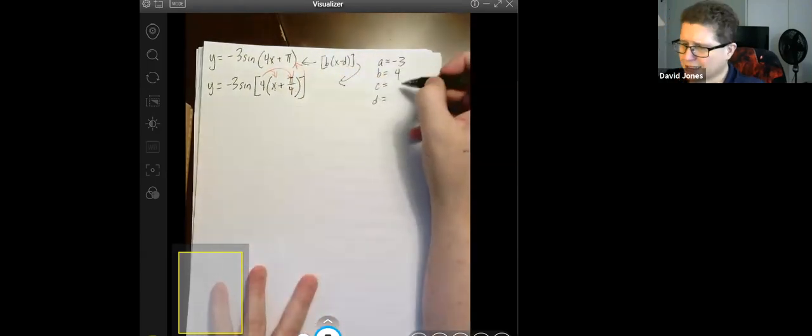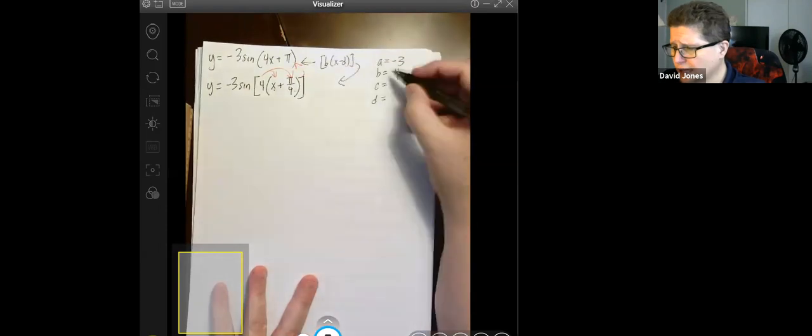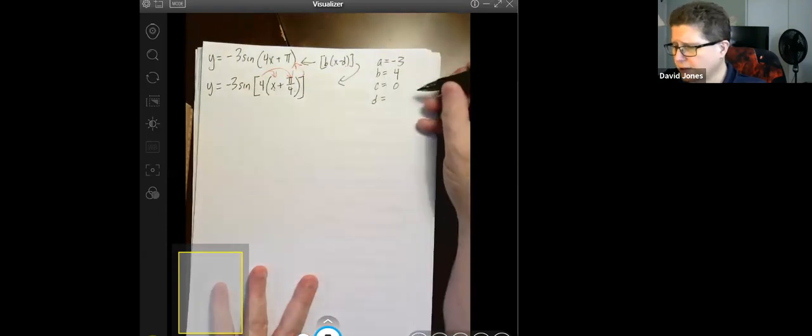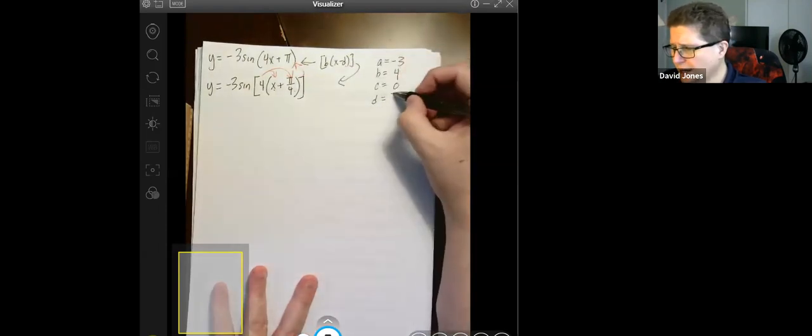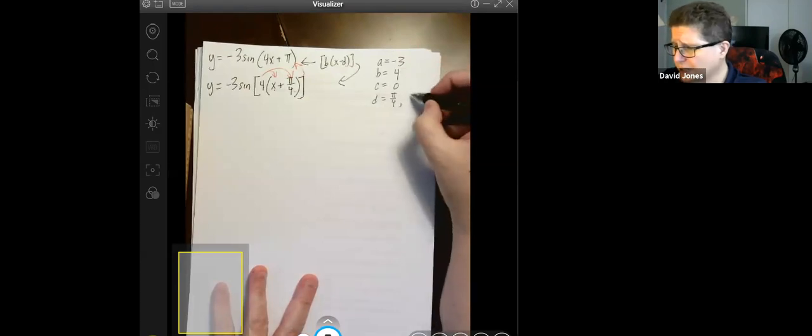Now I look at my translations. There's nothing being added or subtracted to it. C equals 0. D is positive pi over 4. It goes in the opposite direction of the sign. The sign is positive. That would be right. So we're going to move left.